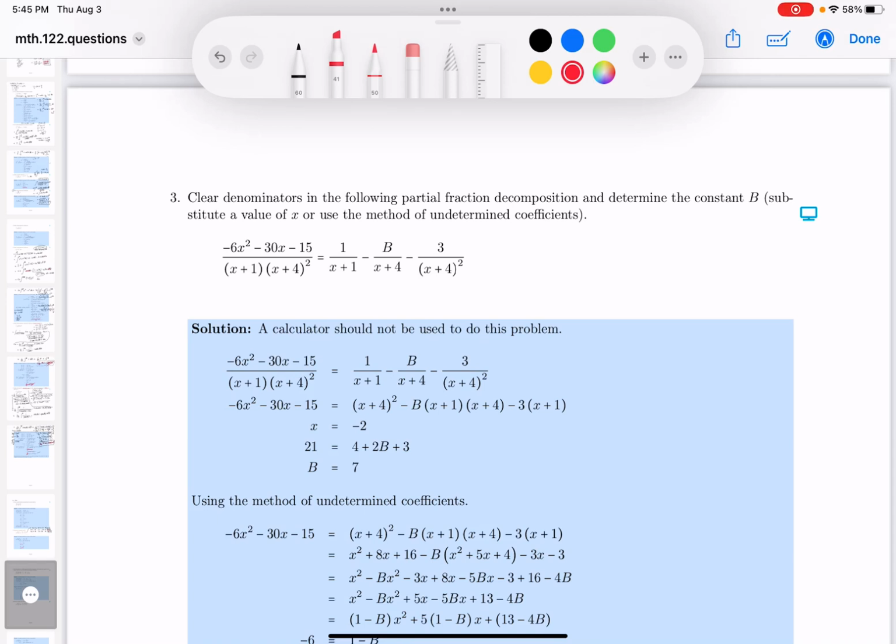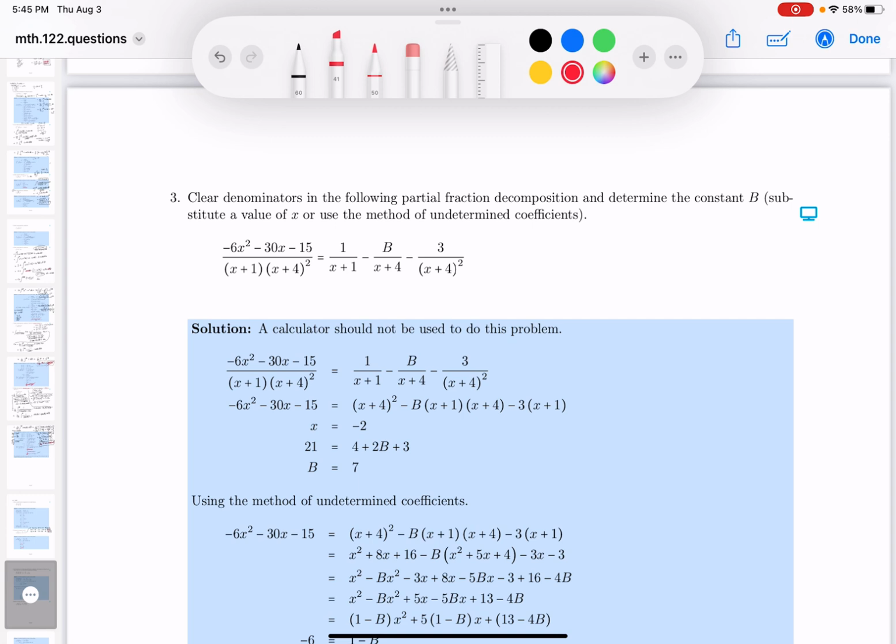Okay, you're not alone if you're reading something and you don't really comprehend what's being stated to you. But it says clear the denominators in the following partial fraction decomposition and determine the constant b. It says substitute a value of x or use the method of undetermined coefficients. And I don't know. I would say it's a toss-up between the two.